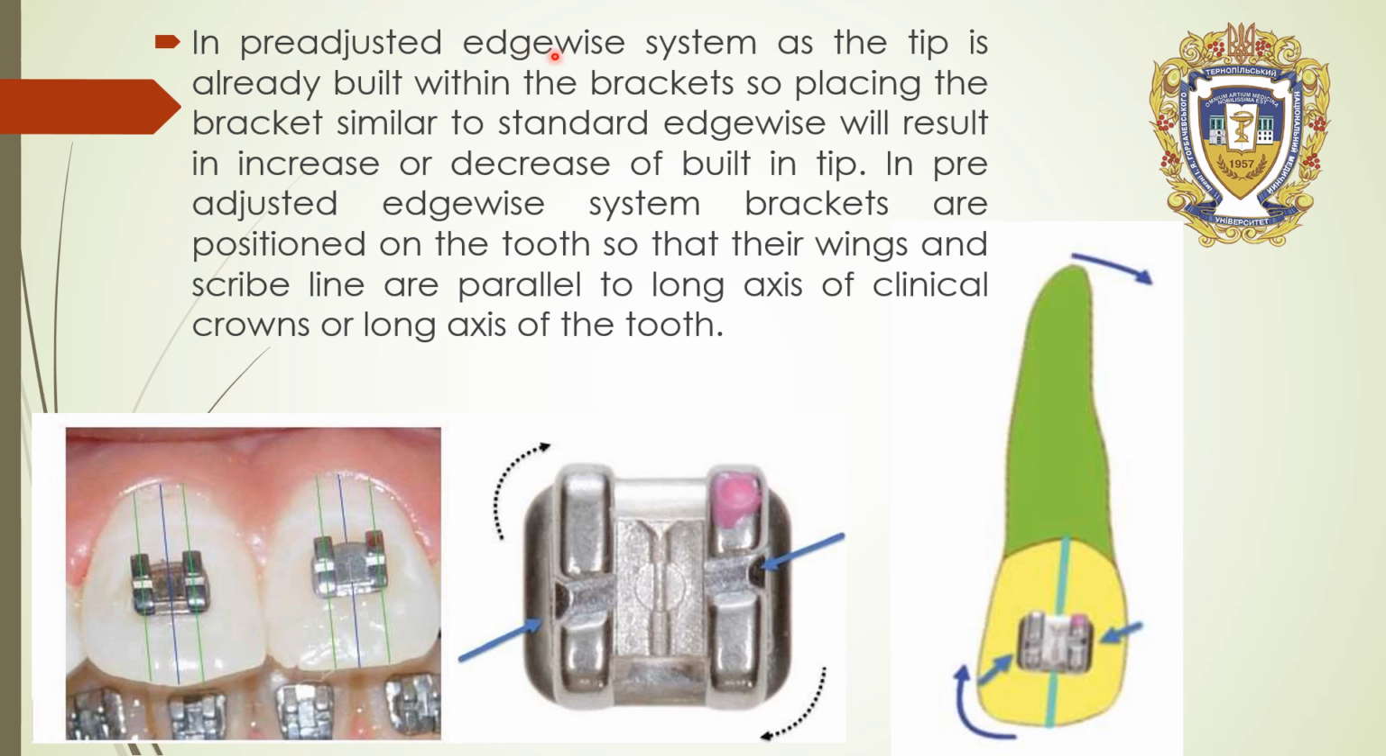In pre-adjusted edgewise system, as the tip is already built within the brackets, placing the brackets similar to standard edgewise will result in increase or decrease of built-in tip. In pre-adjusted edgewise system, brackets are positioned on the tooth so that their wings and scribe line are parallel to long axis of clinical crowns or long axis of the tooth.